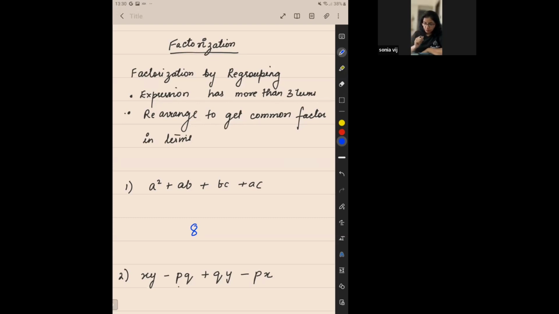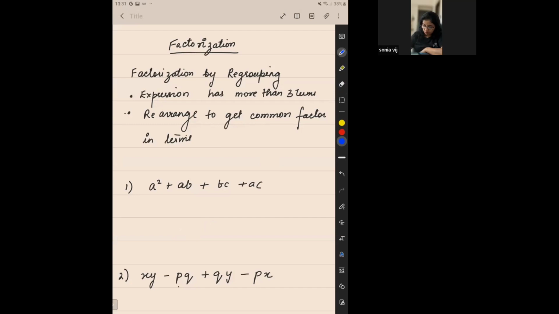Now see this. Factorization by regrouping method. What does this mean? Factorization by regrouping means you have 4 terms with you, and in those 4 terms, you have to find the common factor. Or you have 5 terms, you have to find the common factor. So that there are more than 3 terms. In such cases, we mostly use the regrouping method.